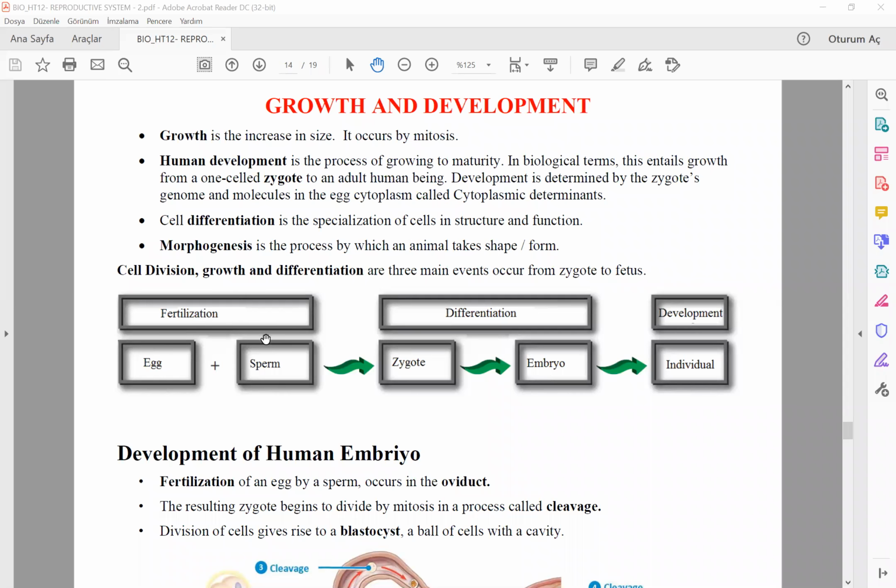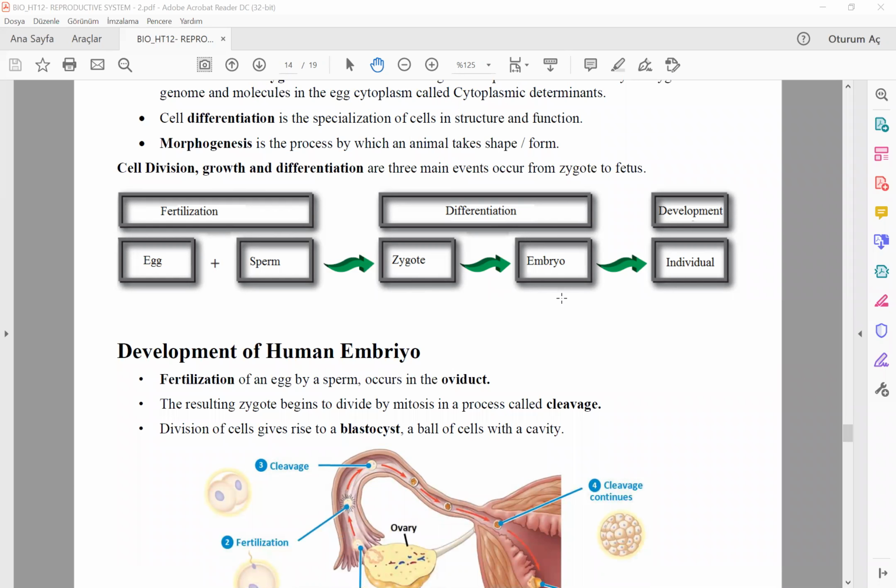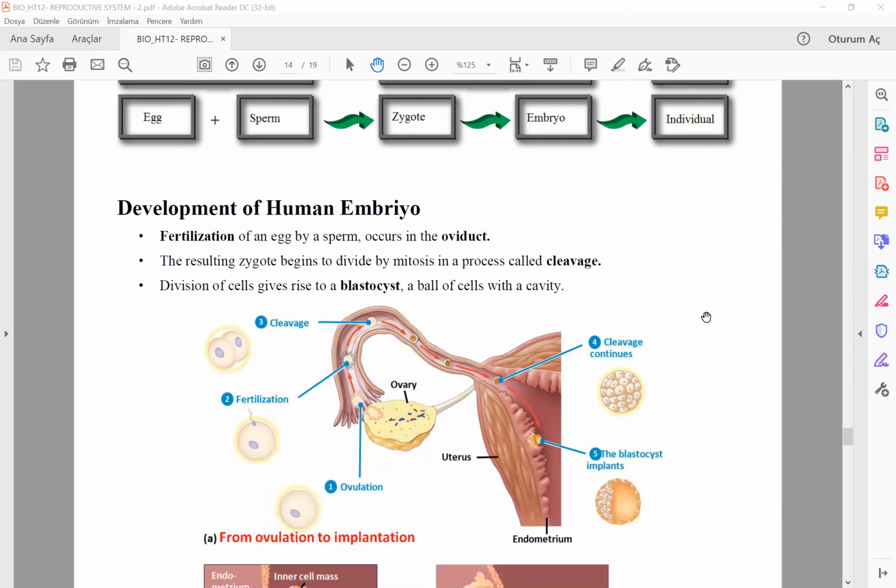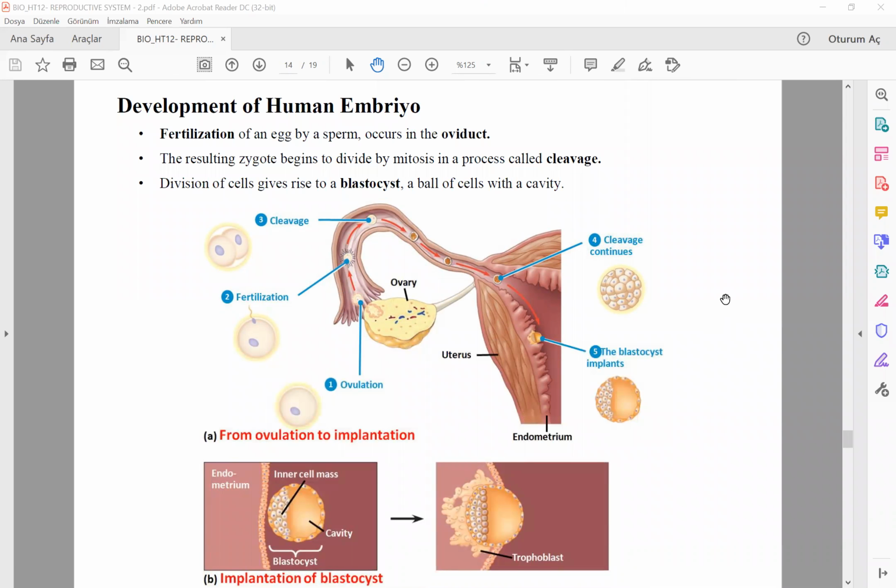Fertilization is the fusion of sperm and egg, which we mentioned in the last video, and differentiation is from zygote to embryo. Some kind of differentiation occurs in the cells, tissues and organs, and development to become the adult, the individual. Okay, development of the human embryo. Let me explain fertilization. Fertilization occurs in the oviduct when the sperm and egg fuse their nuclei, and after this fertilization, cell division by mitosis starts immediately, and we call this event the cleavage period or segmentation.